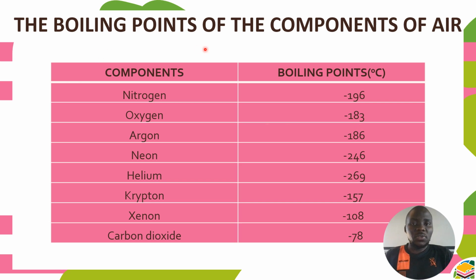The boiling points of the components of air are as follows. Nitrogen has negative 196, oxygen negative 183, argon negative 186, neon negative 246, helium negative 269, krypton negative 157, xenon negative 108, and carbon dioxide negative 78.